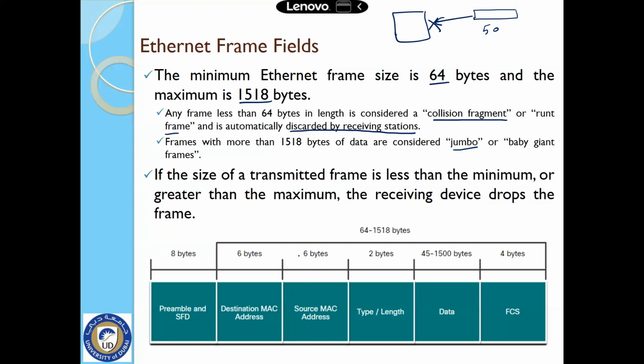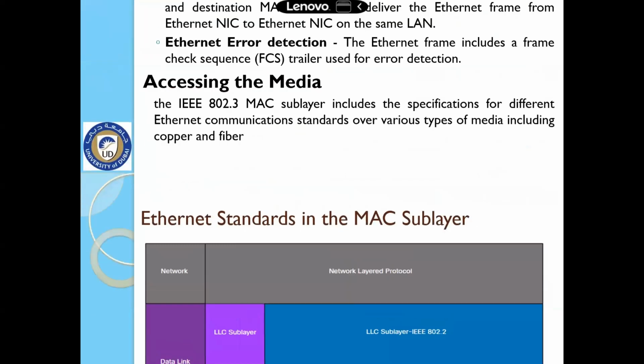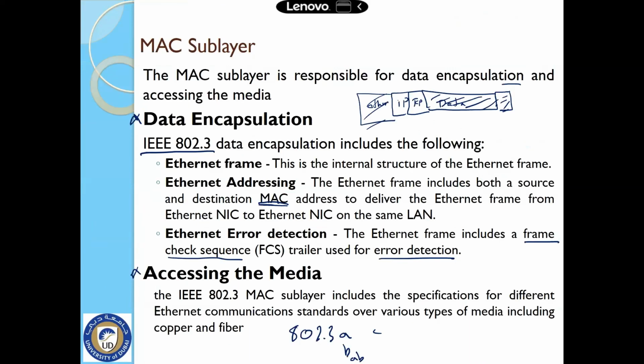Now here it shows how the frame looks. There is a preamble; let's not worry about it. There are 6 bytes for the destination MAC address, 6 bytes for the source, 2 bytes for type/length, and then the data, and this is the range of the size of data. And here we have the FCS, the error detection technique, as mentioned, the frame check sequence.